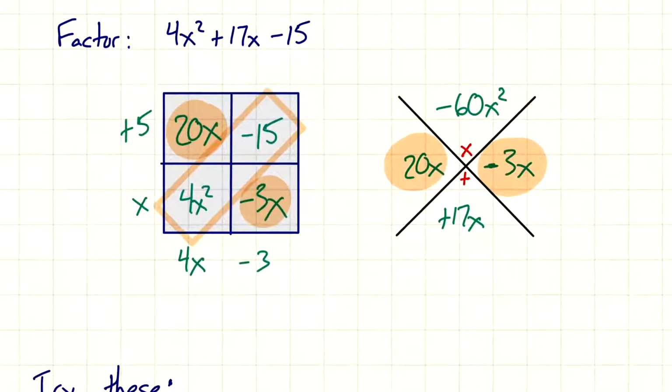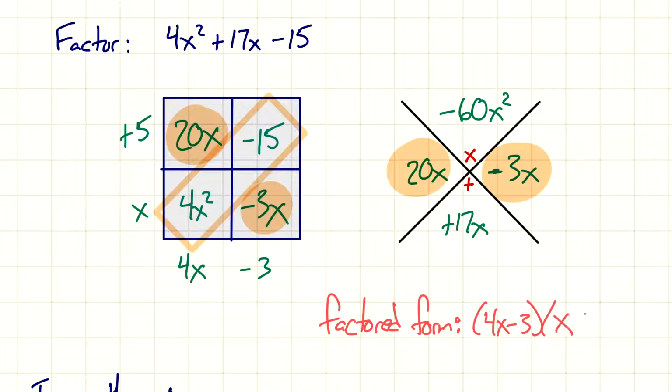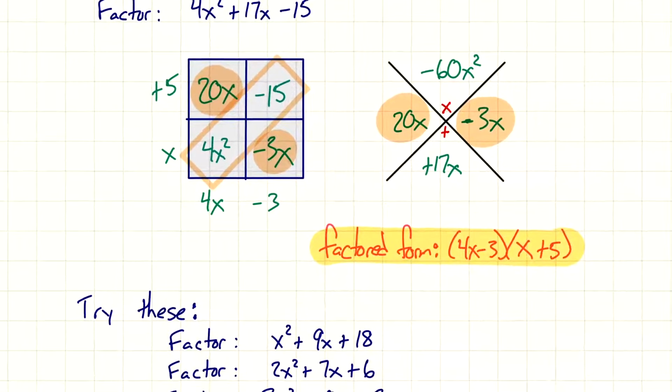All right, so that means our factored form, or our answer, would be 4x minus 3 times x plus 5. All right, so that's kind of an idea of how to do your factoring. Hopefully it gets a little bit easier.